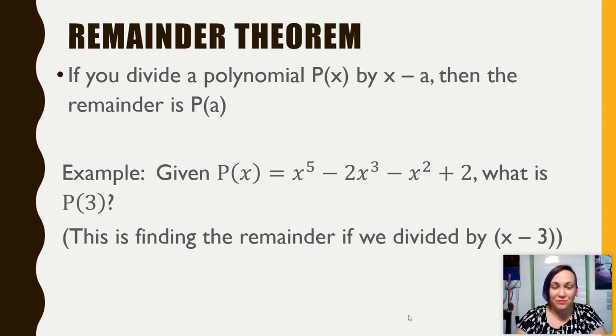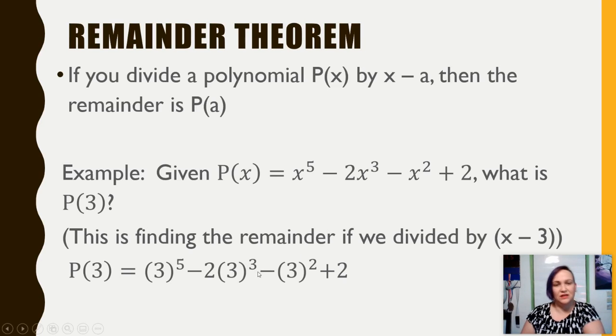When you're plugging in the number 3, you're focusing just on the right-hand side of the problem, and you're just simplifying that side. So you're not going to do anything with the left-hand side. I'm going to put a 3 everywhere I see a letter x. So 3 to the 5th minus 2 times 3 to the 3rd minus 3 squared plus 2.